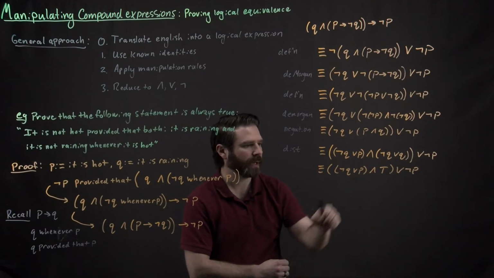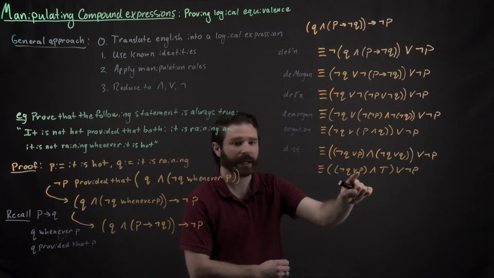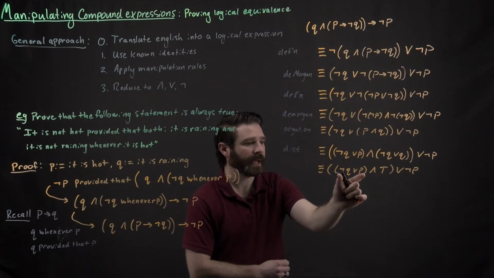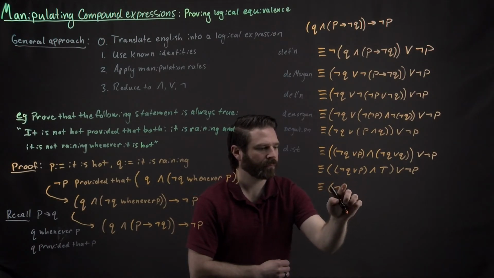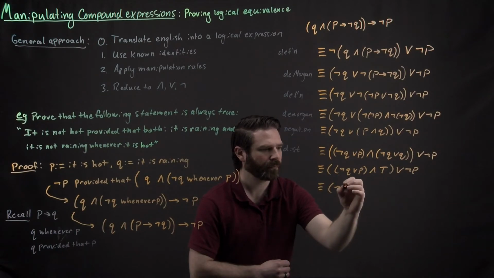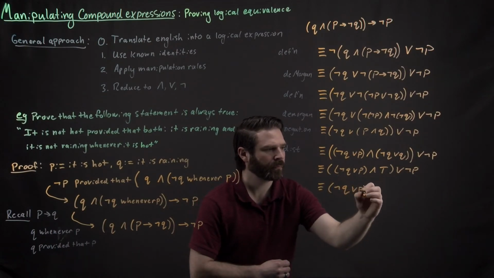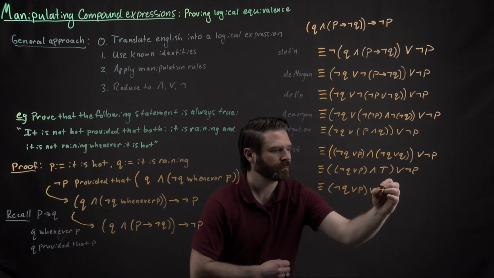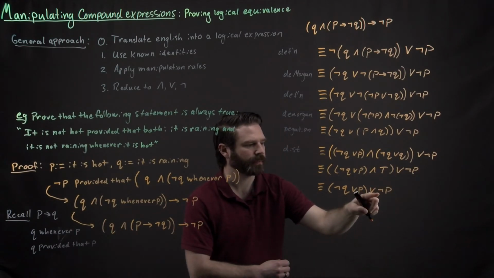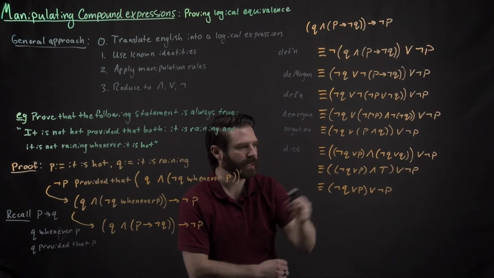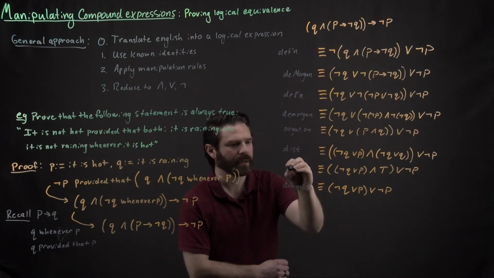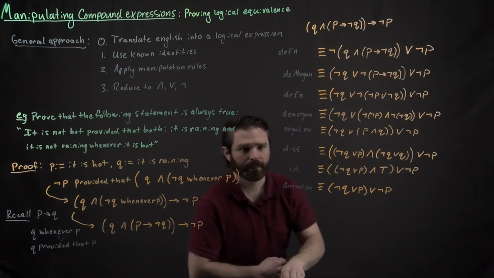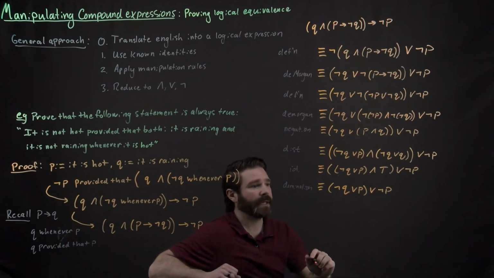And by the law of domination, I know that this expression right here is only going to depend on the truth value of this left-hand side over here. So rewriting it, I get this expression. So here I have used the law of domination. And here I used one of my known identities. We're almost towards the end right here.